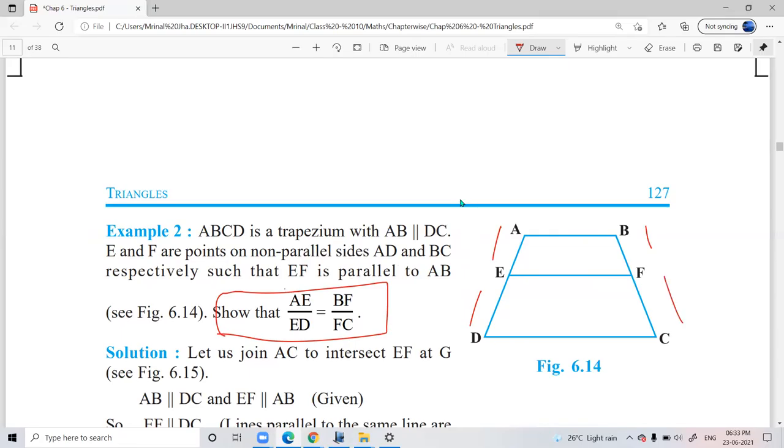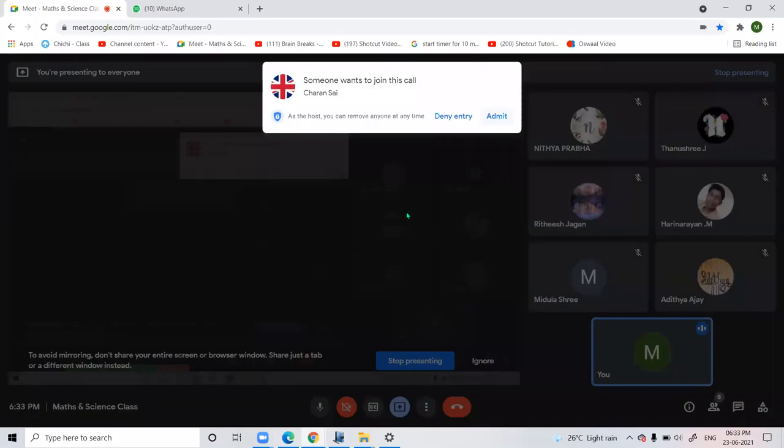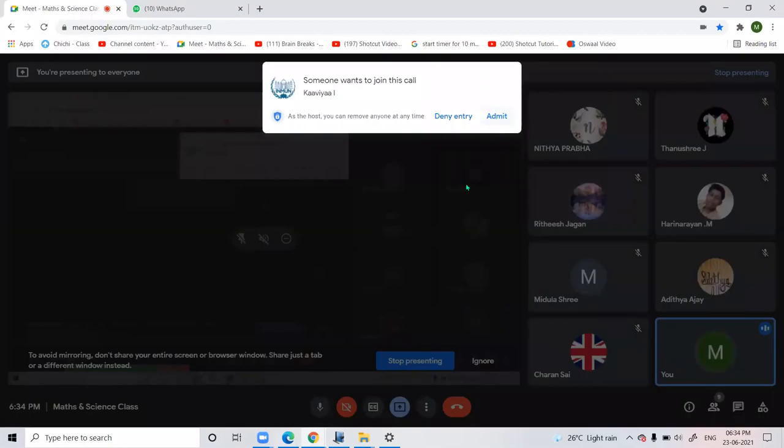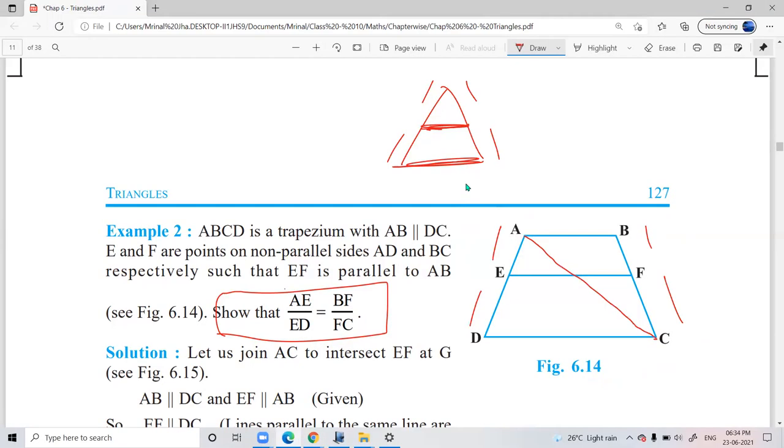So remember, we had done this kind of proof for a triangle where one of the sides is parallel to this, the ratios. But they're asking you to do the same kind of thing for a trapezium also. So it works on similar logic. We can divide this trapezium into triangles. This trapezium, we will divide it into two triangles.